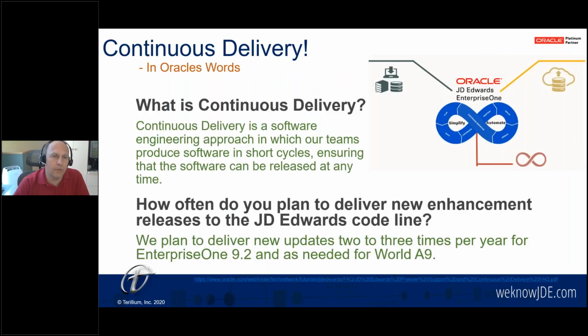So what is continuous delivery? In Oracle's words, continuous delivery is a software engineering approach in which our teams produce software in short cycles, ensuring that software can be released at any time. The way I like to look at this is very similar to the approach that Microsoft, Android, and iPhones have taken. They're continually sending updates out. The difference is that you have to go manually take these updates. While Oracle is continuously releasing them, it doesn't mean they're automatically applied to your system. You need to stay on top of that, and it becomes something your business needs to plan for.